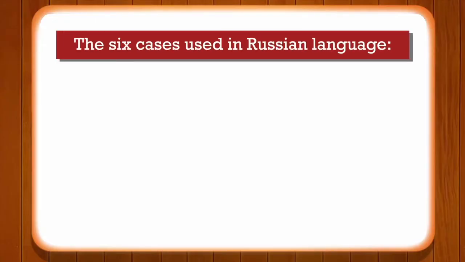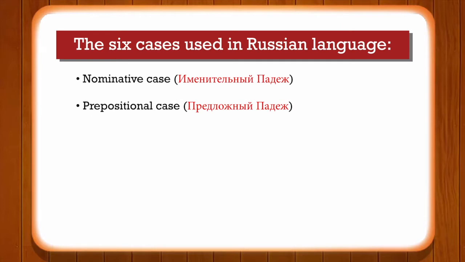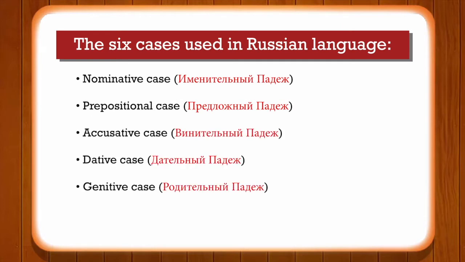There are 6 cases in the Russian language. Cases are an integral part of Russian grammar. With the help of these cases, one can understand the meaning or expression of a sentence in a correct manner. So now let's look at these 6 cases used in the Russian language. The 6 cases are the Nominative Case, Prepositional Case, Accusative Case, Dative Case, Genitive Case, and the Instrumental Case.